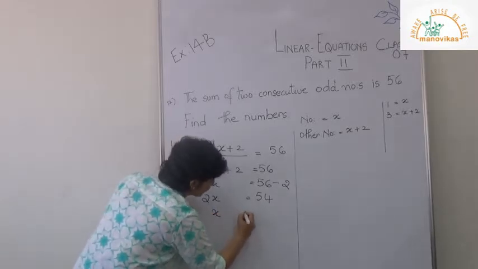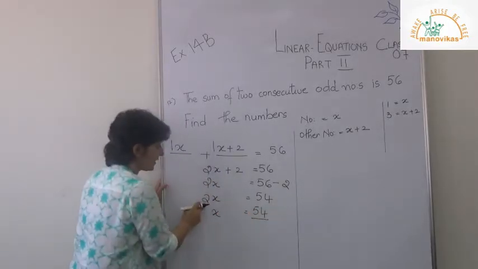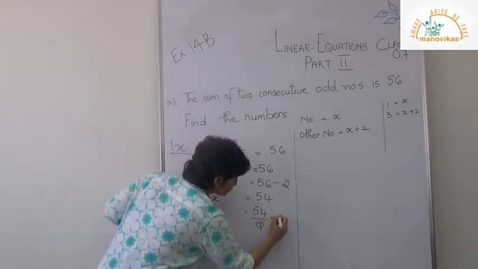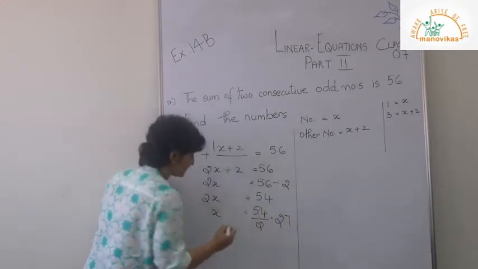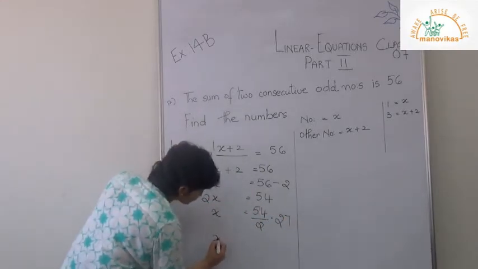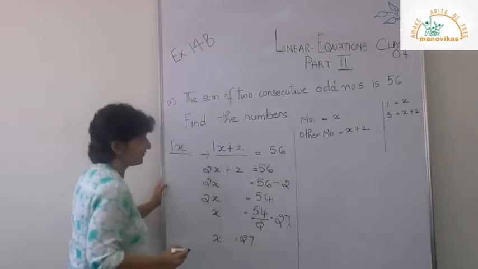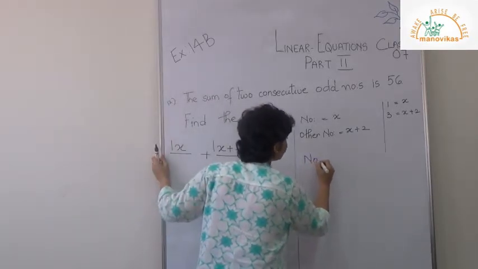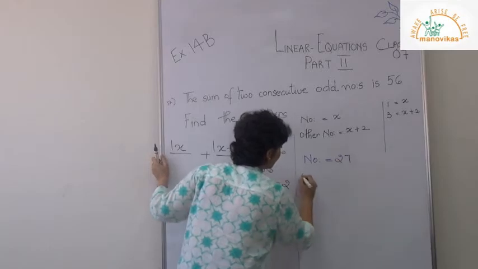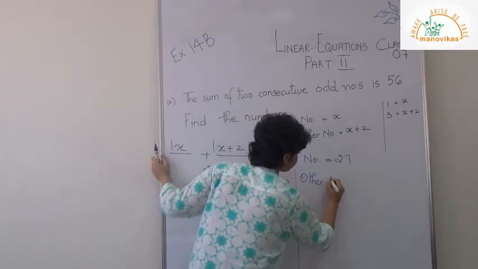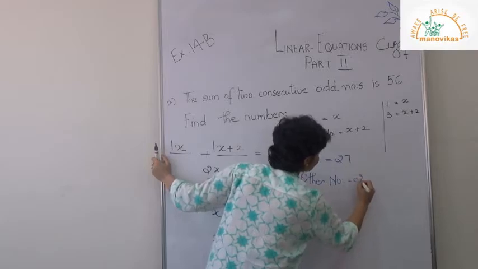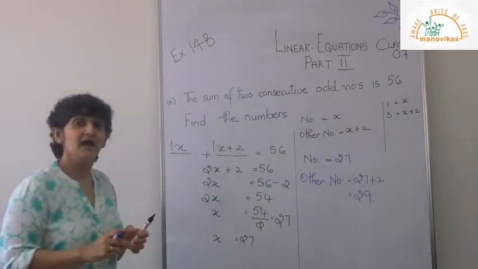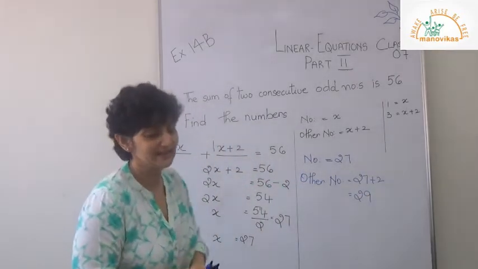2x is equal to 56 plus 2. When I take that side, children, minus 2. Then you know 2x is equal to 56 minus 2, 54, correct? So x is equal to 54 upon 2. 2 2s are 4, 5 1, 2 7s are 14. So x is equal to 27. So what is my number? If one number is 27, what is the other number going to be? The other number will be 27 plus 2, that is 29. I hope this is clear. Let's move on to the next sum.